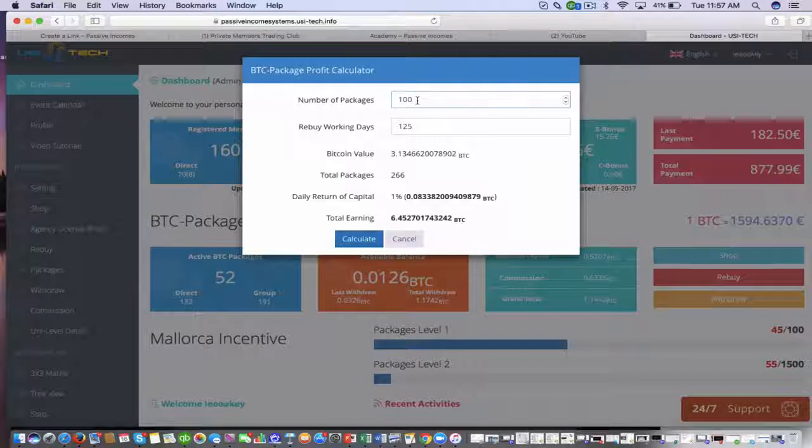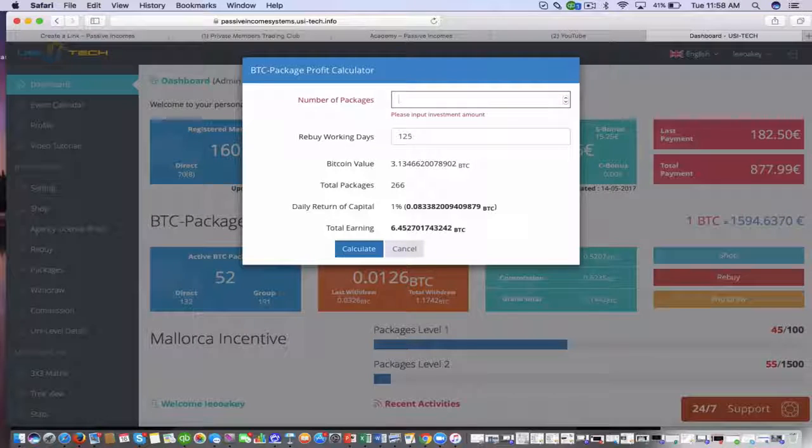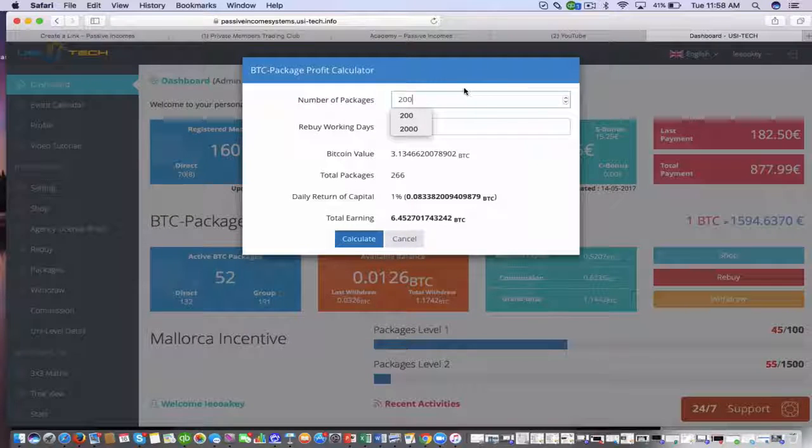So let's go back to the example. The lady I spoke to yesterday, we played around with the numbers and we ended up with 200 packages. Her target within 6 months was to get to $3,000 as a residual income. I'm referring to dollars because it's easier for figures. It could be euros, but let me show you how this works. So we've put in 200 packages, 125 working days, which is 6 months, and I'm going to hit calculate. When I hit calculate, it's going to change everything over.